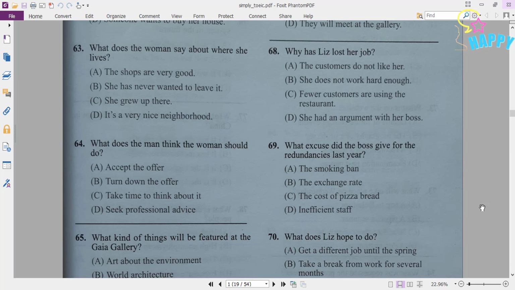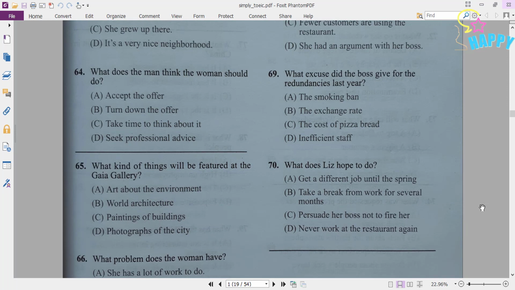Question 68. Why has Liz lost her job? Question 69. What excuse did the boss give for the redundancies last year? Question 70. What does Liz hope to do?